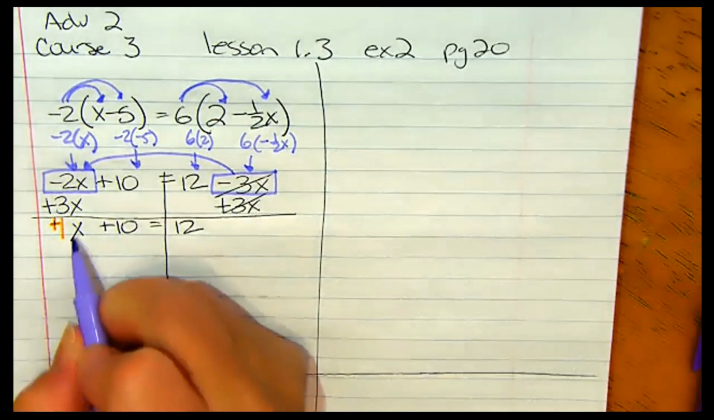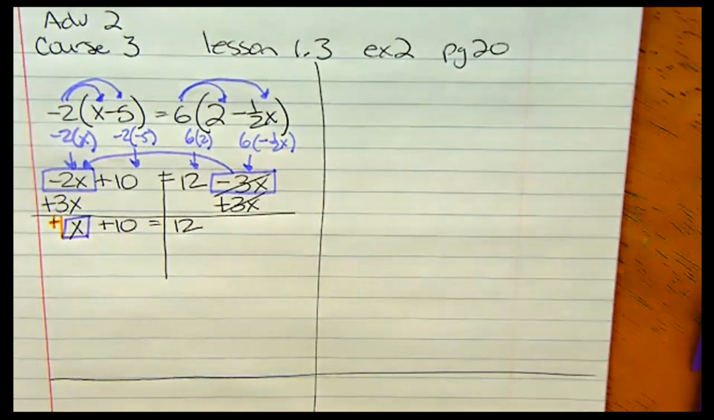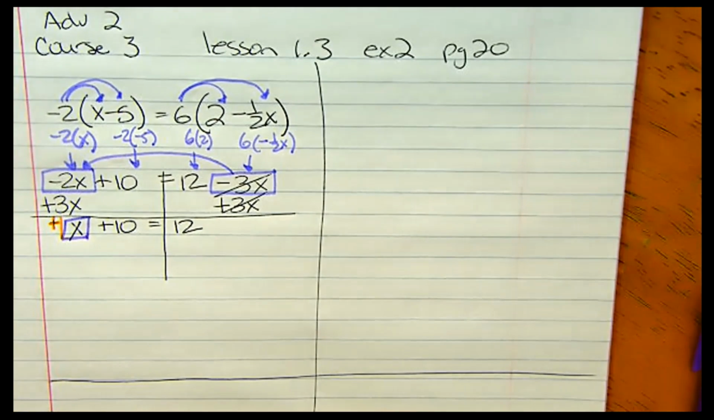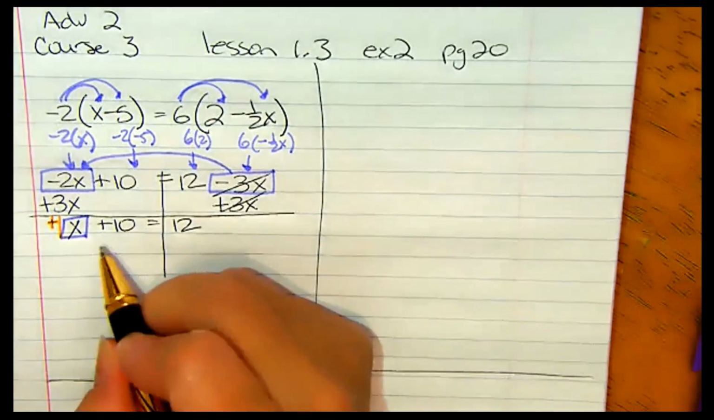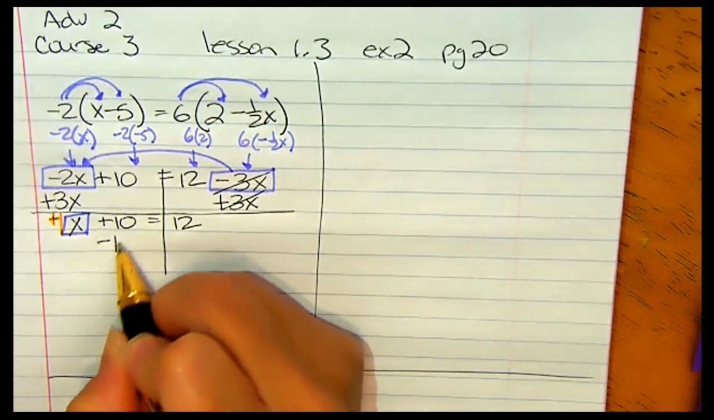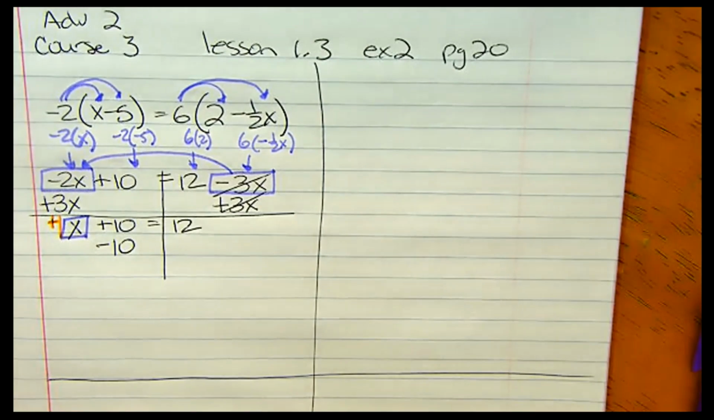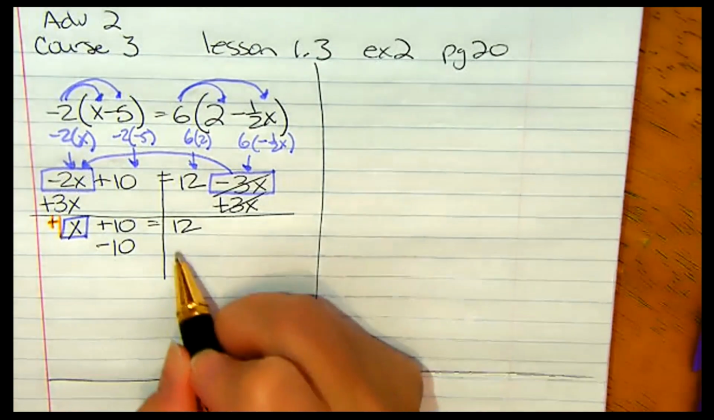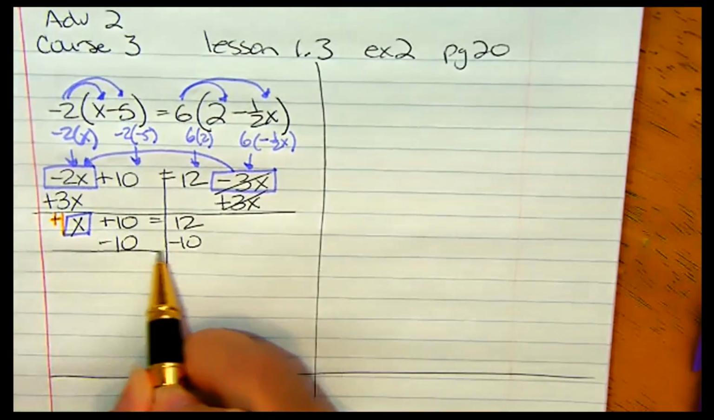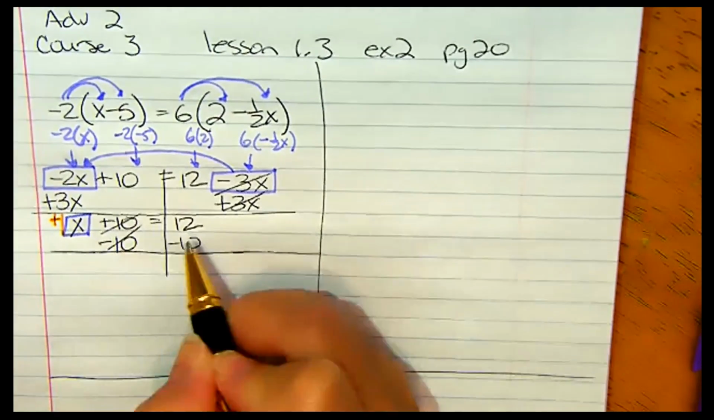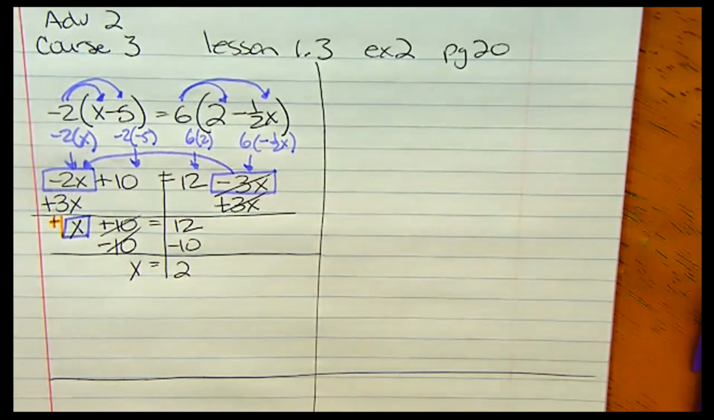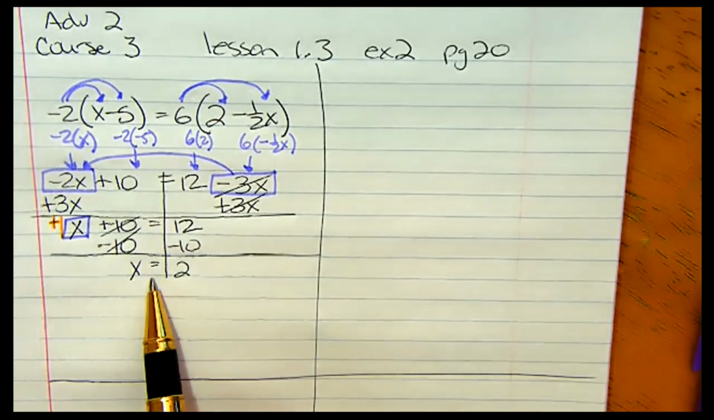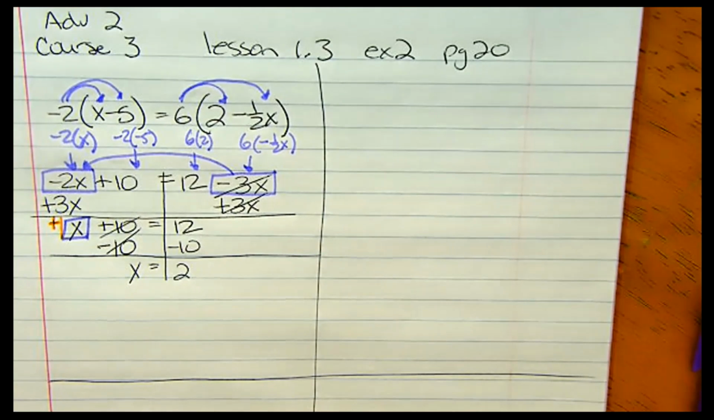Now this should look like a problem you know how to do. We need to isolate the variable. So to isolate that variable, I need to get rid of this positive 10. I need to undo it. So to undo positive 10, I'm going to use -10. What I do to one side, I must do to the other. So these guys cancel, and I'm left with x equals 12 minus 10 is 2. So the solution is x equals 2.